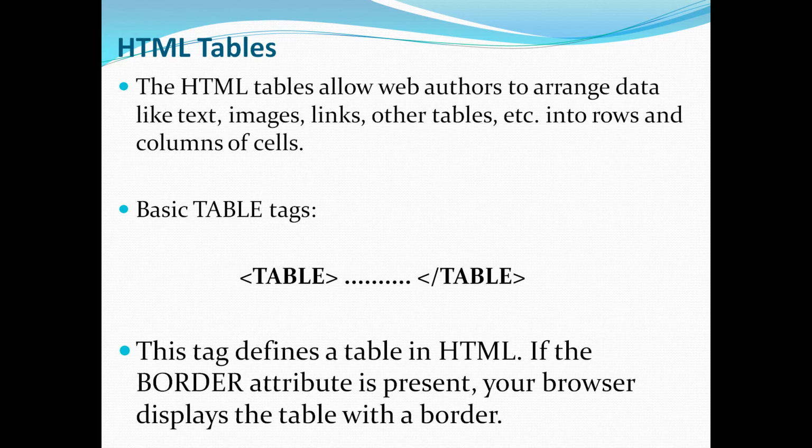Next we will move to the important part, that is HTML tables. HTML tables allow web authors to arrange data like text or images in tables. We can arrange the data inside the web page in rows and columns, or you can say cells. That will make the page look very neat. If you want to view the page very neatly, then we can use HTML tables.